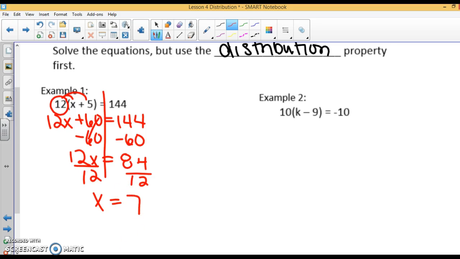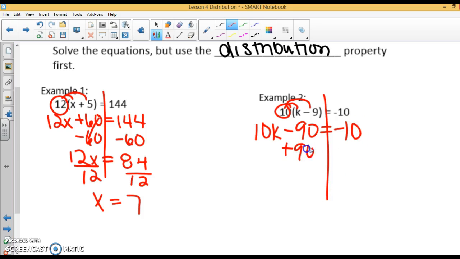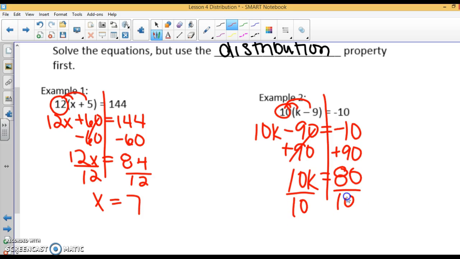For my next one, same thing. I want to take my 10 and distribute it inside my parentheses. I do 10 times k is 10k. I do 10 times negative 9. Watch the sign. I get minus 90 equals negative 10. I can add 90 to both sides. I'm left with 10k on this side equals negative 10 plus 90 is going to give me positive 80. I divide by 10 on both sides. I get k equals 8.